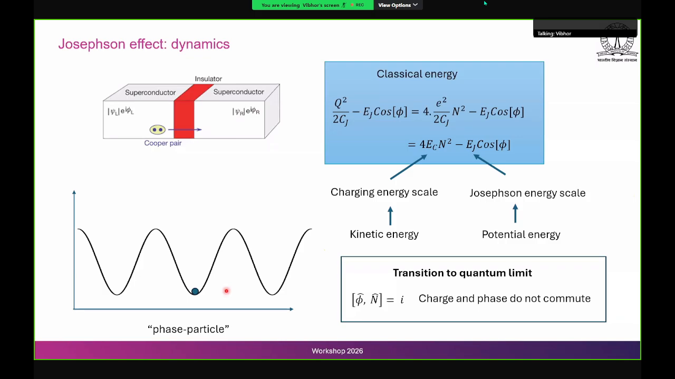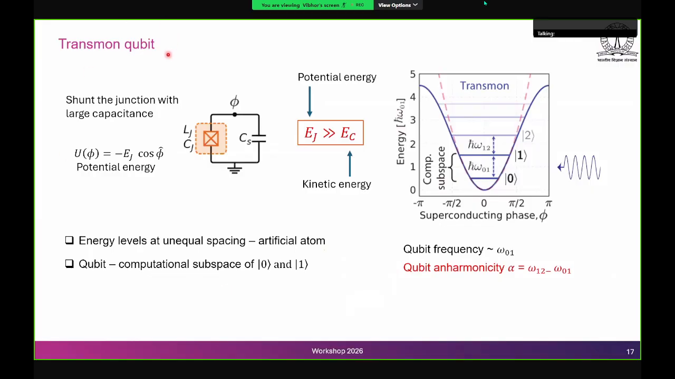Having this part clear, one can now easily understand what a transmon qubit is. In a transmon qubit, you take a Josephson junction represented by this cross here, and then shunt it with a large capacitance. Now you see, one could operate such a circuit in a limit where Ej, which is equivalent to the potential energy, is much, much greater than Ec, the kinetic energy.